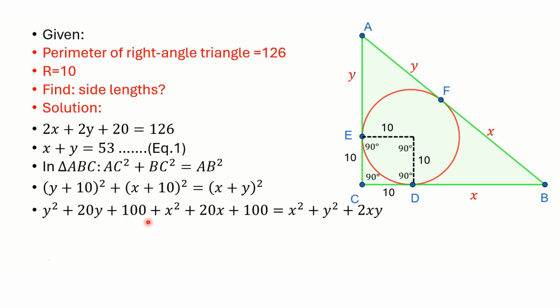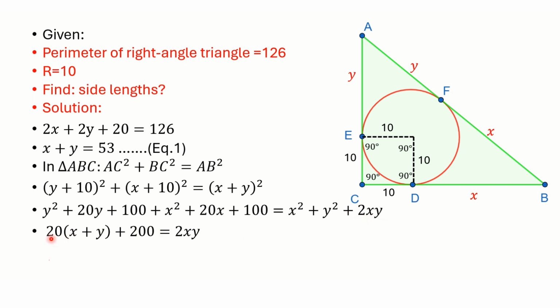And b square is 100. Similarly, this is x square plus 20x plus 100, and this is x square plus y square plus 2xy. Now you can cancel x square and y square, since both sides have them. So what is left on the left hand side? We have 20x plus 20y plus 200, and this side is 2xy.